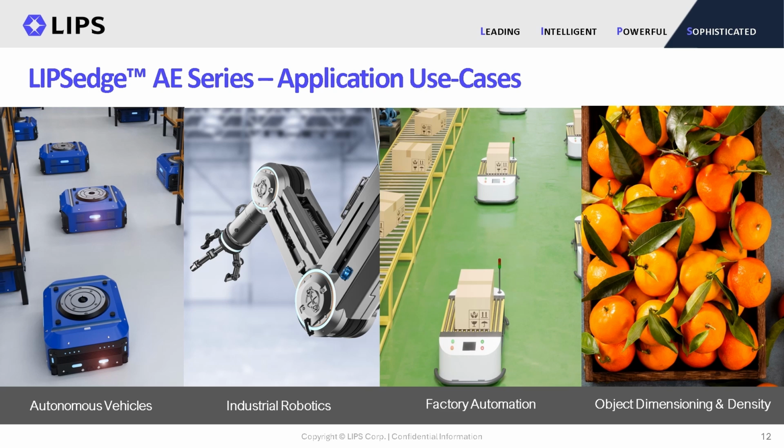The LIPSedge AE series come as industrial ready, and its on-device edge computing capabilities allow edge compute features that can be deployed to autonomous vehicles, industrial robotics, factory automation, and also use cases with object detection and density measuring.